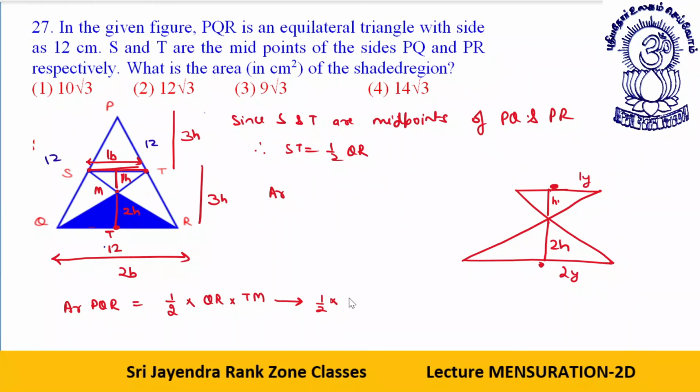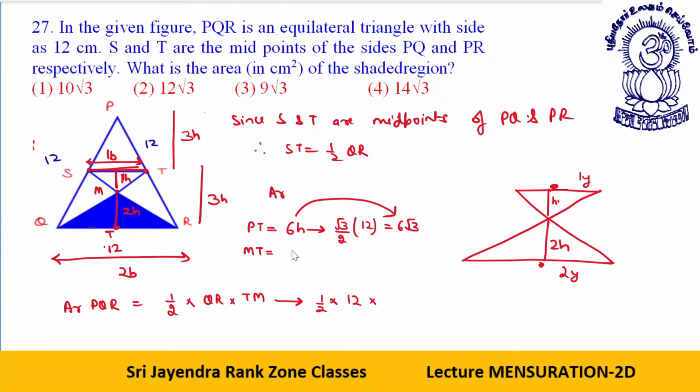QR is 12. What is TM? See, first of all, what is full height? If I say 6h, 6h is the height of the equilateral triangle. That will be root 3 by 2 into A. What is the side of the triangle? That is 12. That is 6 root 3. So 6h is equal to 6 root 3. This is the height of the equilateral triangle. This is like PT, height of the equilateral triangle.